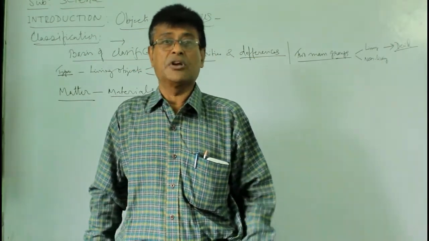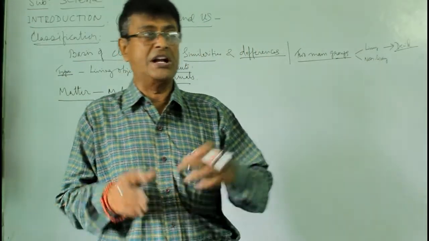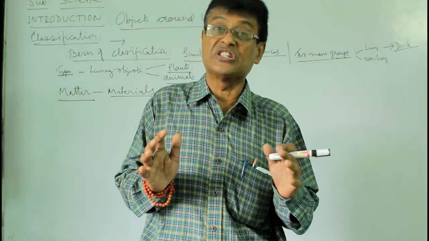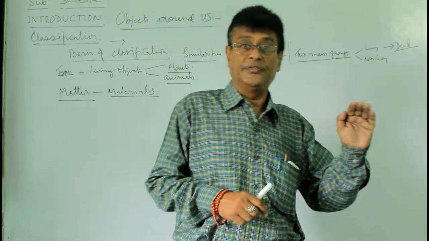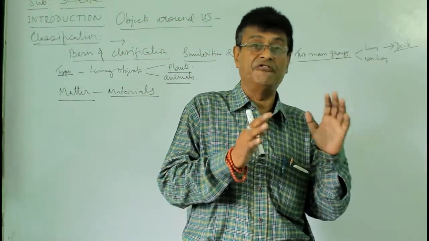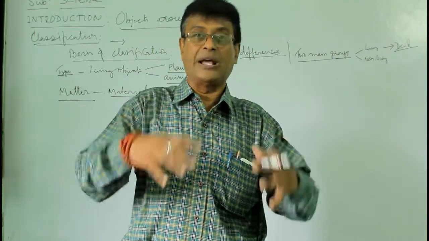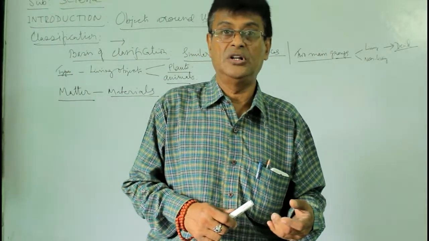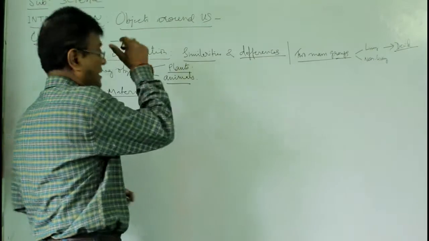Why? Because there are plenty of objects on the surface of the earth. We cannot count them, numerous objects. And these objects are to be classified properly. If we classify properly, then we can study them very easily. Otherwise, they will be jumbled together and we will not be able to find the way to classify them. Alright? Now let's see what is the basis of classification.